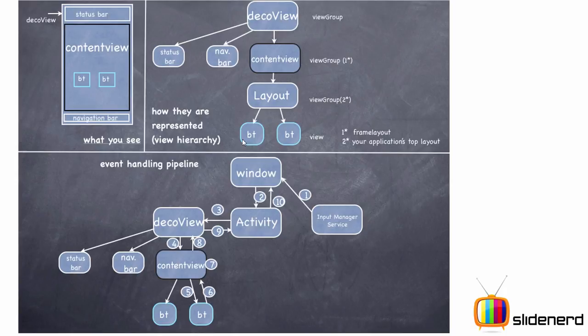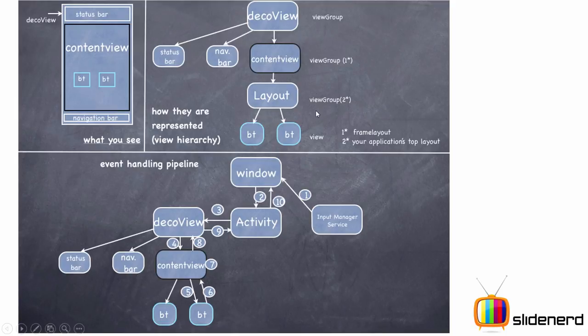Now this was taken from Pierre Chen's website, which I found pretty good. Here, this is your complete window, which is the decor view as they call it. This consists of three things: the status bar, the navigation bar at the bottom, and then the content view, which you always set by using the setContentView method inside your activity. Now the content view is a view group, which is basically a frame layout.